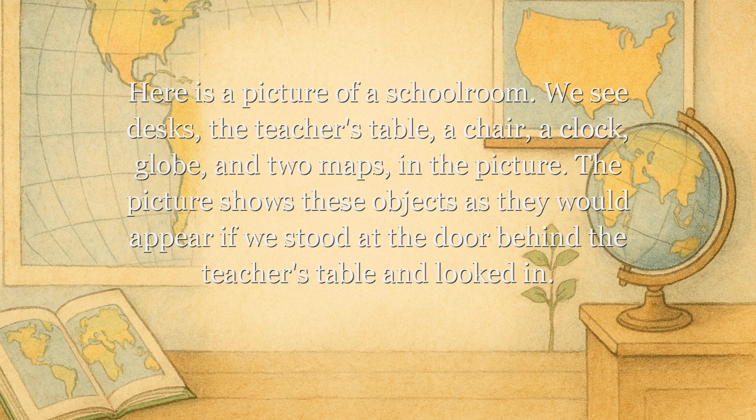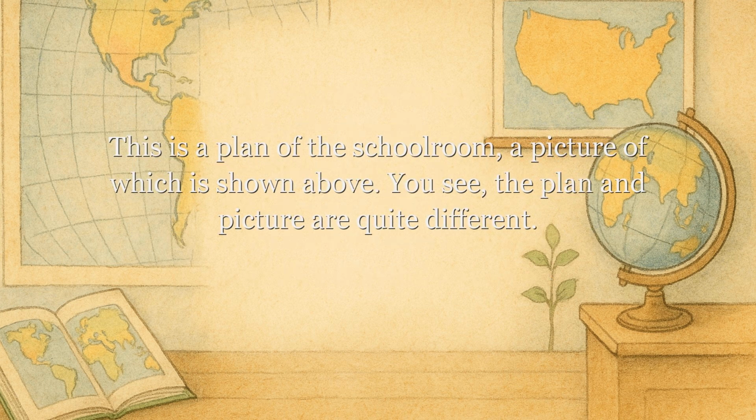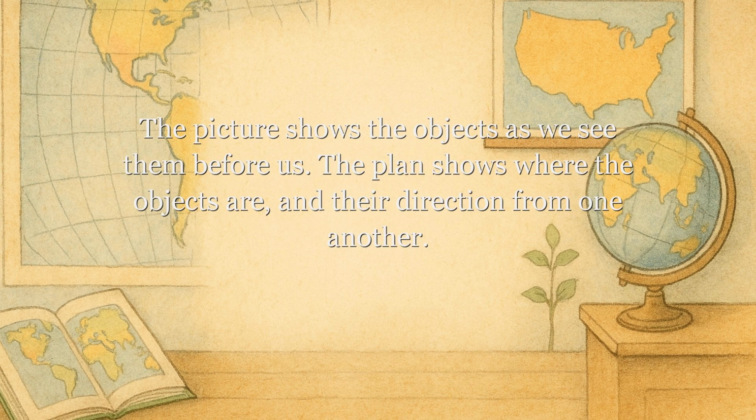Here is a picture of a schoolroom. We see desks, the teacher's table, a chair, a clock, globe, and 2 maps in the picture. The picture shows these objects as they would appear if we stood at the door behind the teacher's table and looked in. This is a plan of the schoolroom, a picture of which is shown above. You see, the plan and picture are quite different. The picture shows the objects as we see them before us. The plan shows where the objects are and their direction from one another.